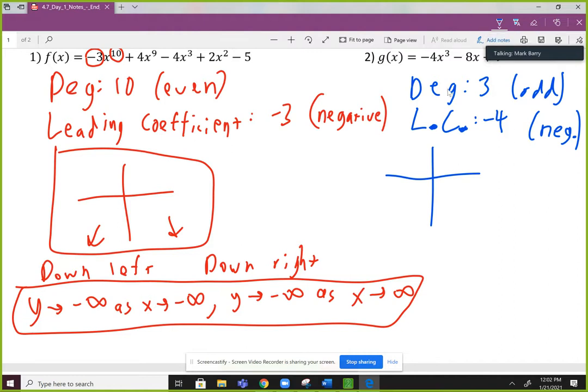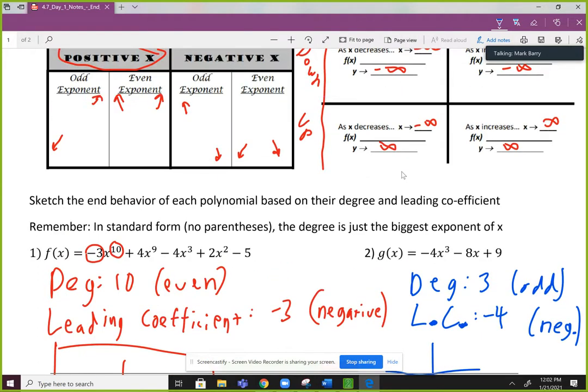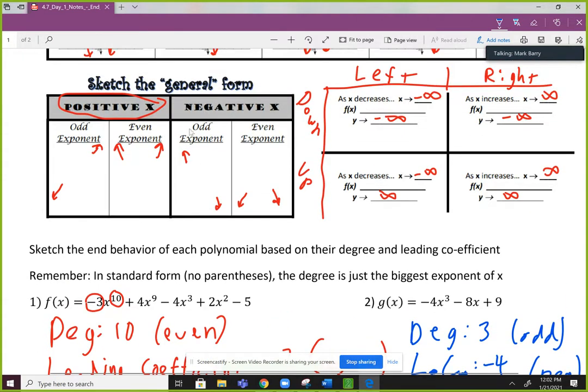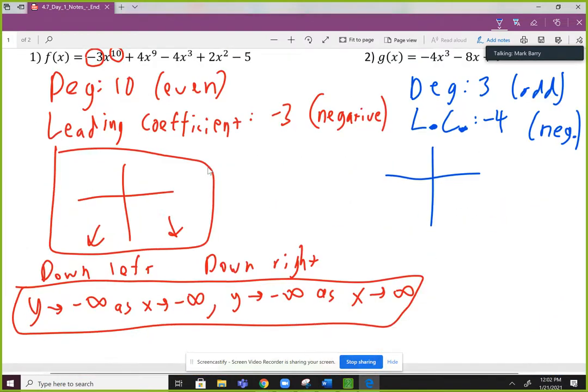Okay, so now we're going to go back up to the chart here, okay? I will tell you guys, I have this chart memorized. If you guys don't, that's fine, because we're allowed to use notes on the quiz, right? Or test. So always look back at this chart. All right, we have odd, negative, so that's this third one right here. So that is up to the left, down to the right.